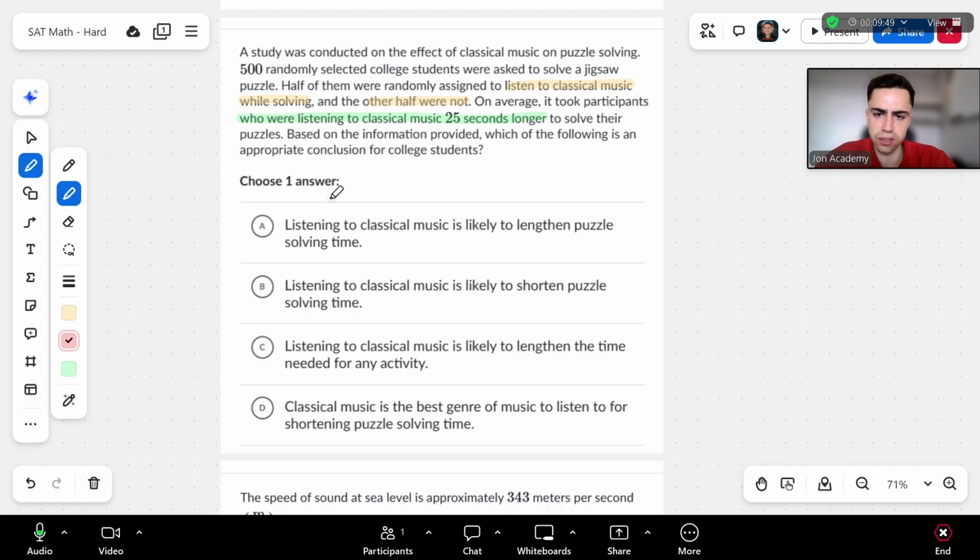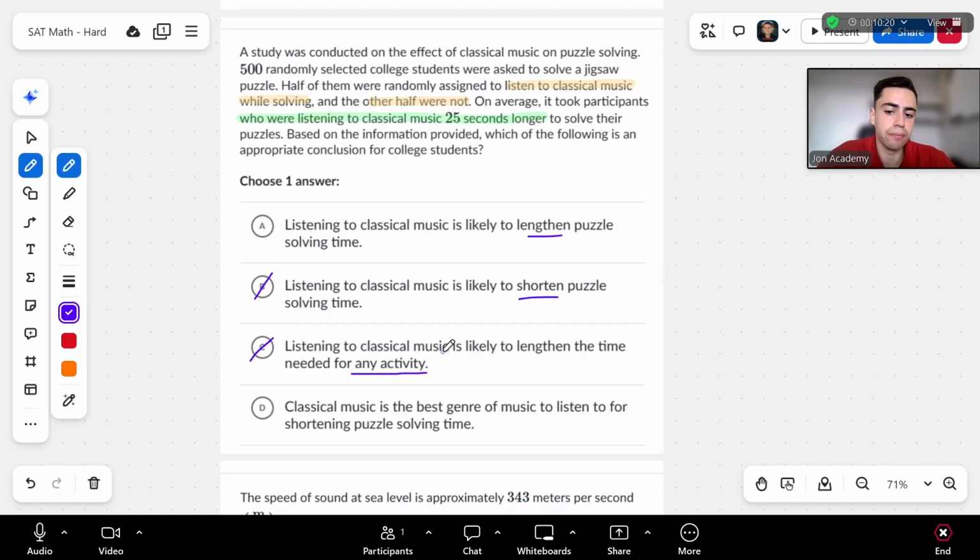Which is the most appropriate, no? So listening to classical music is likely to lengthen puzzle solving or shorten, no? Well, obviously it's not gonna shorten, no? It was taking 25 seconds longer, so we can discard B. Listening to classical music is likely to lengthen the time needed for any activity. Any activity is a claim that we can't make, no? It's just for this experiment we were seeing, no? For puzzle solving, so we have to discard C.